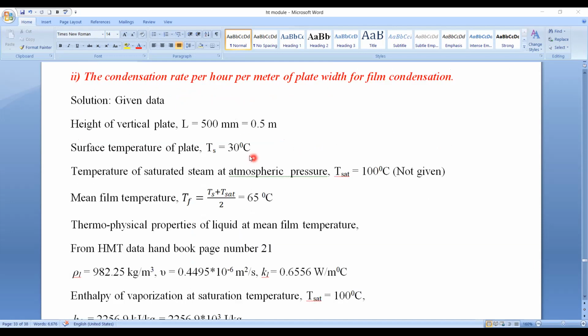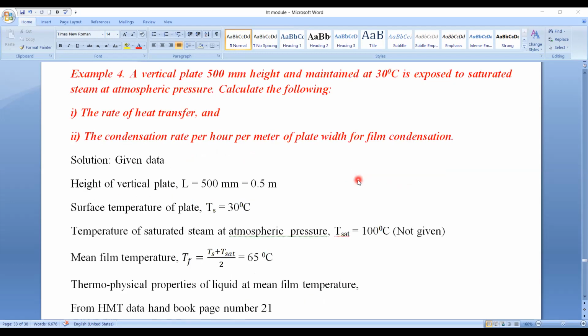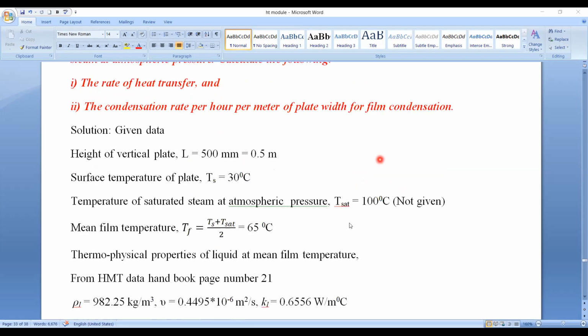Okay, now let's write down the given data. Height of the vertical plate, designated by capital L, is 500 mm or 0.5 meters. The surface temperature of the plate, Ts equals 30 degrees centigrade. The temperature of saturated steam at atmospheric pressure, Tsat, equals 100 degrees centigrade. As it has not been given, as I told you in the previous lecture also, whenever steam at atmospheric pressure is given, we are supposed to take the saturation temperature as 100 degrees centigrade.